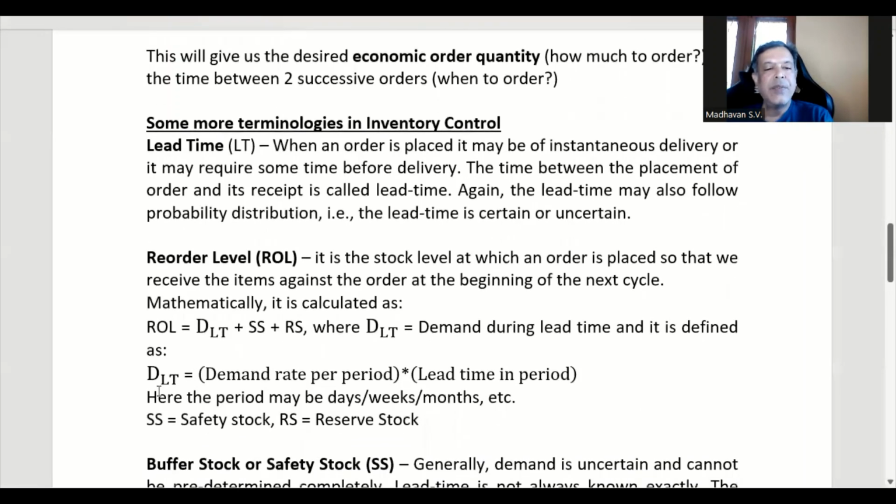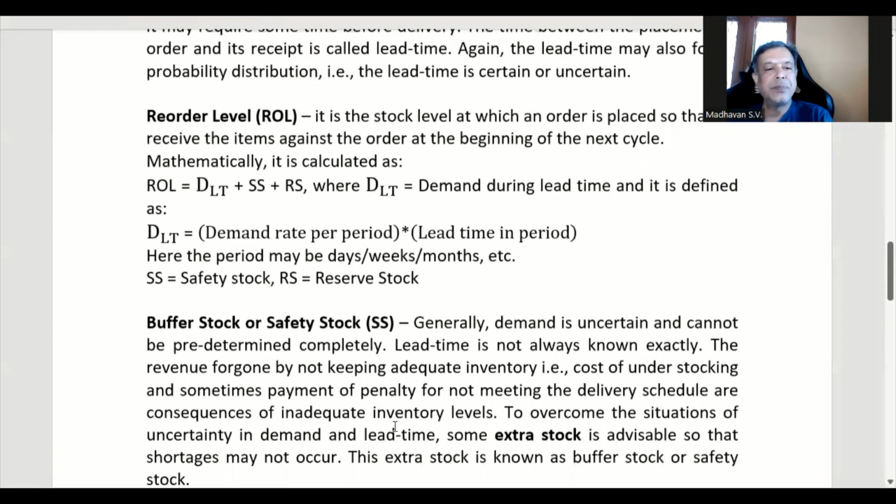And D suffix LT can be calculated as demand rate per period multiplied by the lead time in periods. Here the period may be days or weeks or months, etc. SS is nothing but safety stock we already spoke about, and RS is reserve stock.